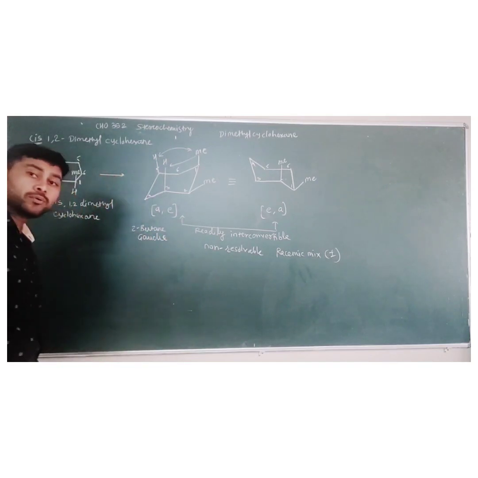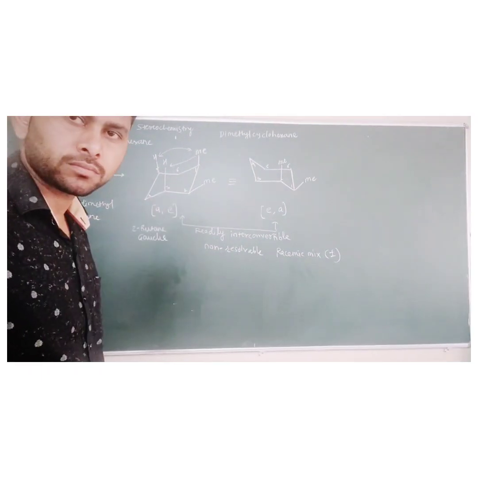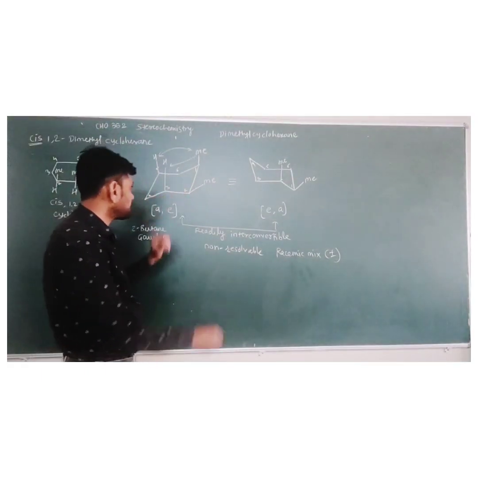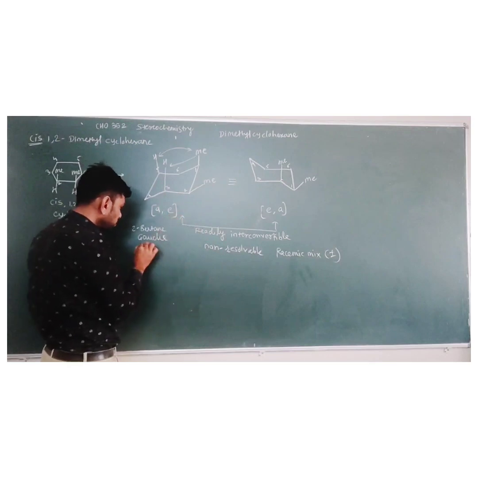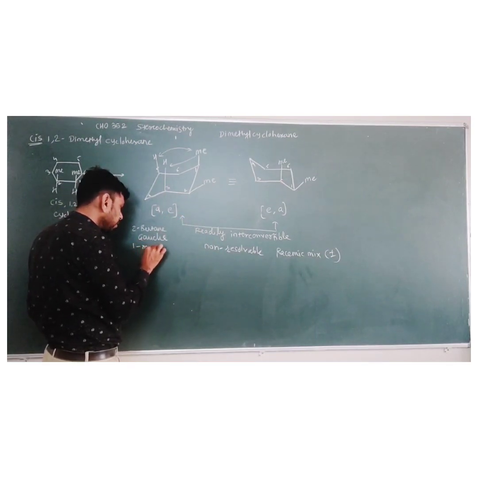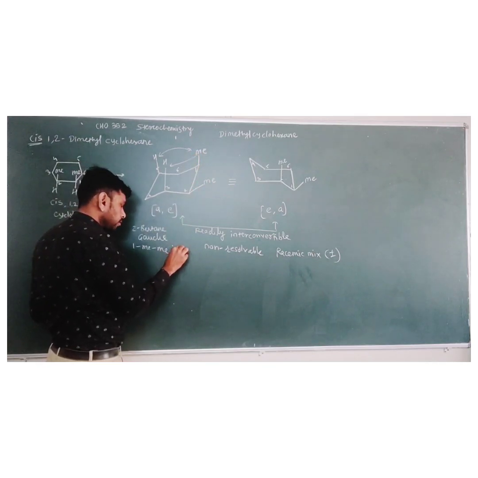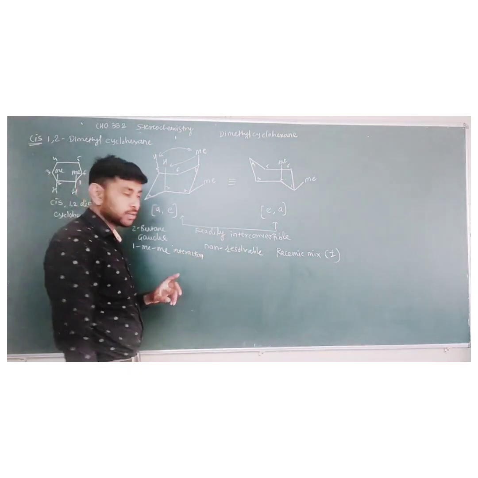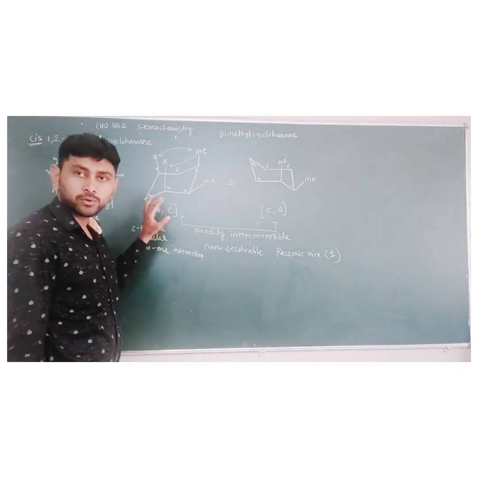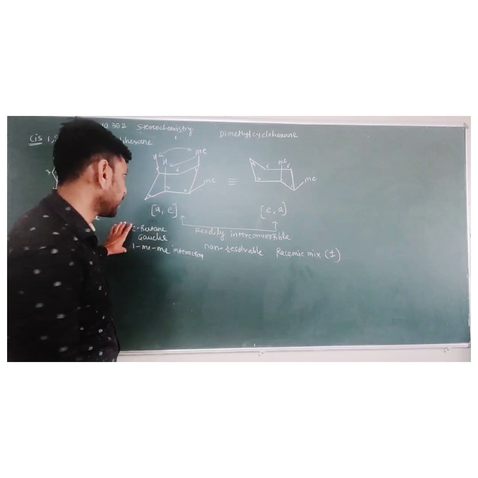So in case of two butane gauche interactions and one methyl interaction, the methyl interaction is there because they also make an angle of 60 degrees. So there must be some butane gauche type interaction. So three types of interaction.